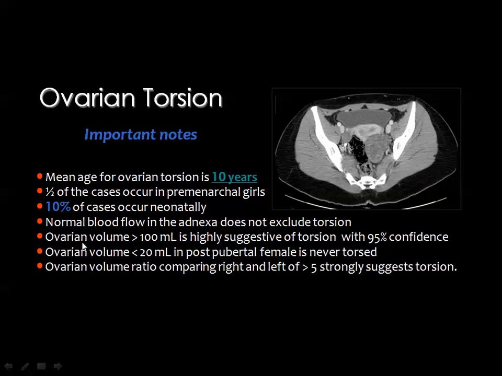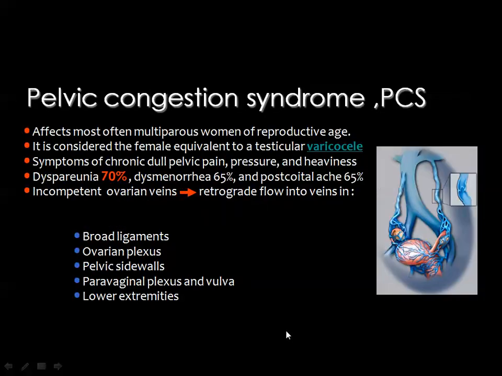And then if you see an ovarian volume which is more than 100 milliliters, this is highly suggestive of torsion. An ovarian volume less than 20 milliliters in the post-pubertal female is never a torsed ovary. And comparing the size or the volume of both ovaries, if you see a discrepancy of more than 5 times, this will suggest torsion.